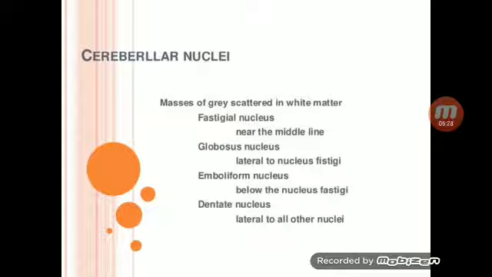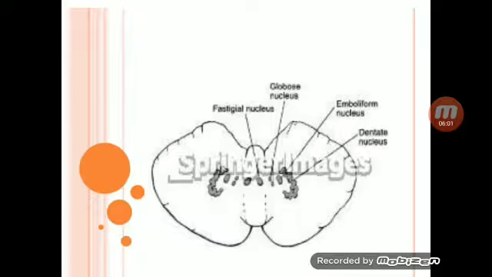So till now we have taken deep cerebellar nuclei as a whole, but the deep cerebellar nuclei are of four types: dentate, emboliform, globosus, and fastigial. Here's a mnemonic to remember this: don't eat greasy food. D for don't stands for dentate nuclei, E for eat stands for emboliform, G for greasy stands for globosus, and F for food stands for fastigial. Their relative positions are shown here in this diagram.